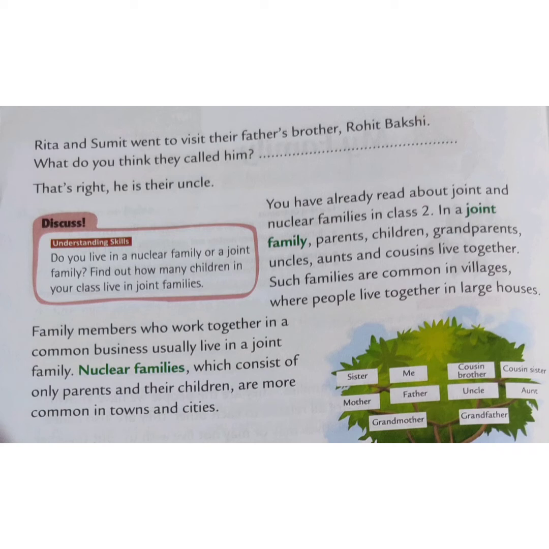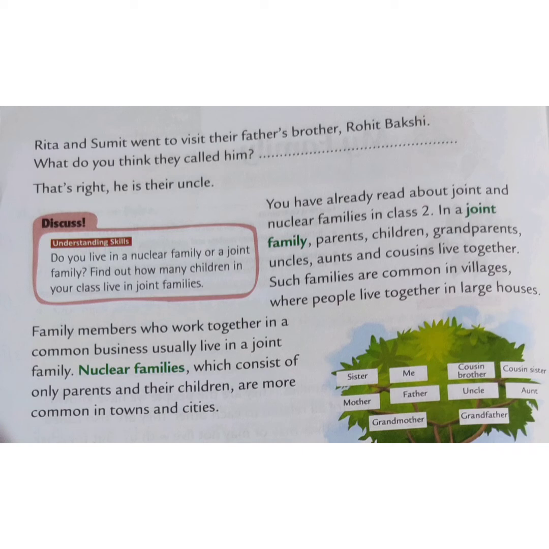You have already read about joint and nuclear families in class 2. You have learned what a joint family is. In a joint family, parents, children, grandparents, uncle, aunt and cousins live together. Such families are common in villages. So in a joint family, all the family members live together, for example grandfather, grandmother, uncle, aunt, cousin, everyone.